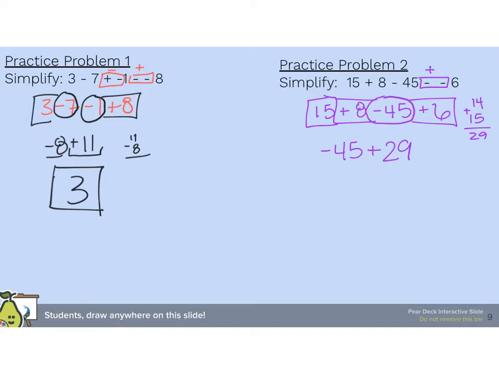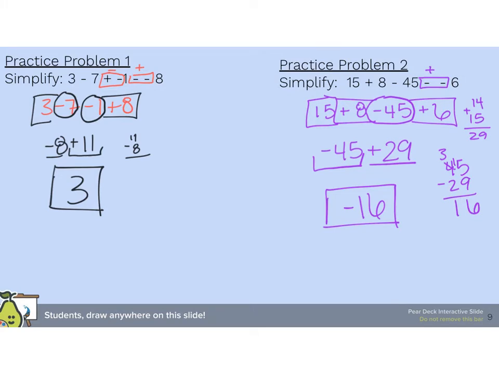Now my signs are different, so I subtract, always with the larger number on top. Regroup. 15 minus 9 is 6. So I have 16. I have 45 negatives and only 29 positives. So this answer is negative.